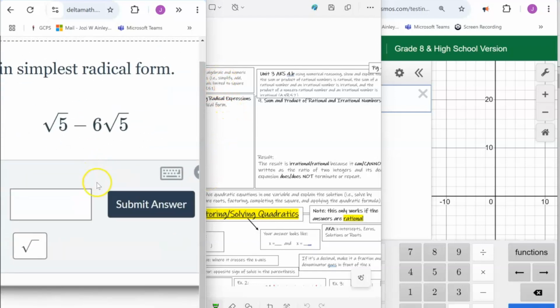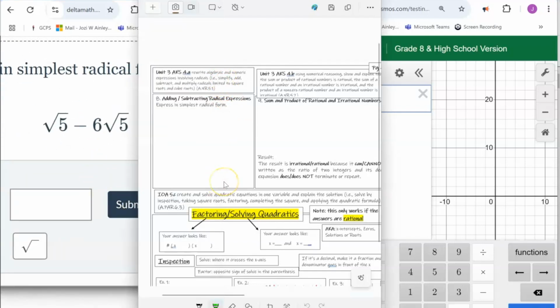All right, so we're going to look at this, and remember, we've talked about this before. If I had x minus 6x, what would you do? You'd combine just the coefficients, right? So that means 1 minus 6, which would get negative 5x.